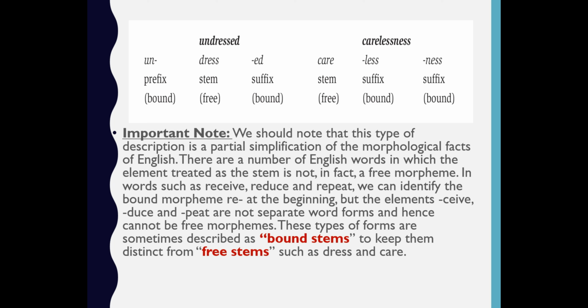A bound morpheme means it has no meaning on its own. A bound morpheme means it must be attached to a word in order to have meaning. A free morpheme means it can stand on its own and has meaning. I keep repeating myself so that you would understand.